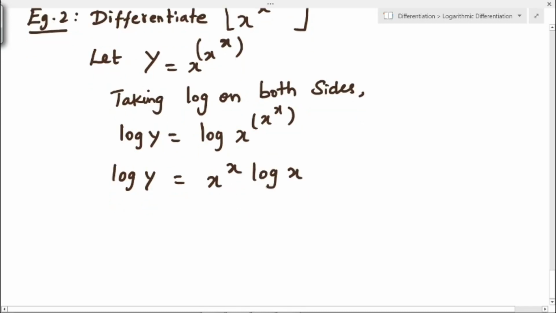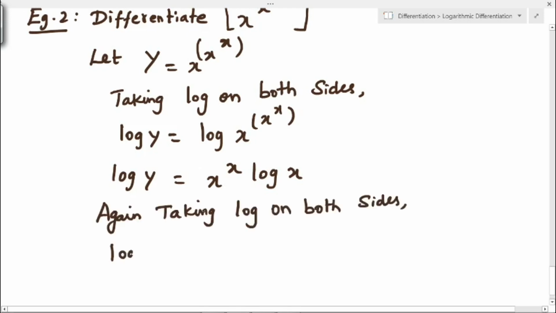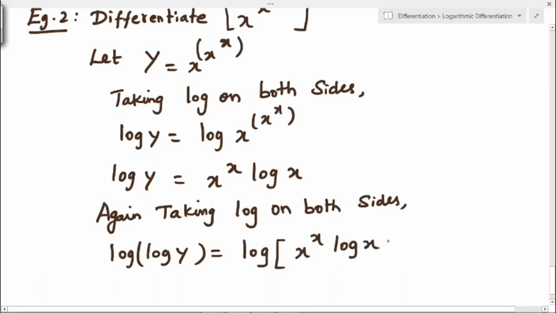Before differentiating this, again we have to take log on both sides. Why? Because here we have x to the power x, where the base and the power value are two different functions. So again we take log on both sides. On the left hand side we already have log y, so log of log y equal to log of x power x log x. I am just taking log of the whole term, that is x power x into log x.